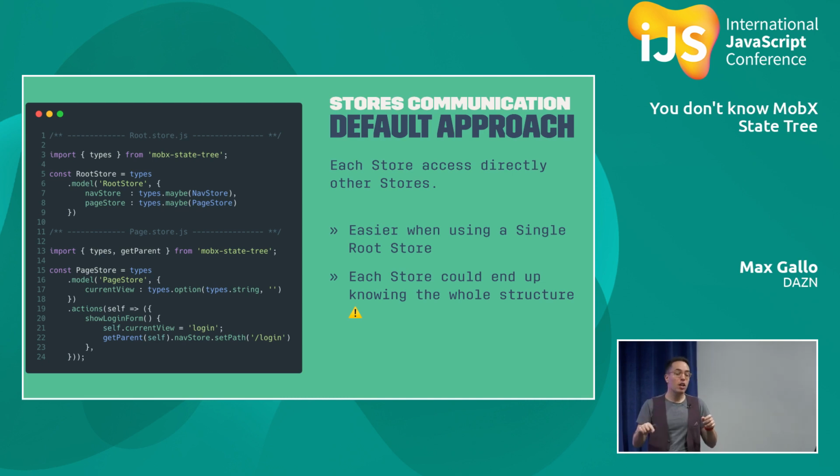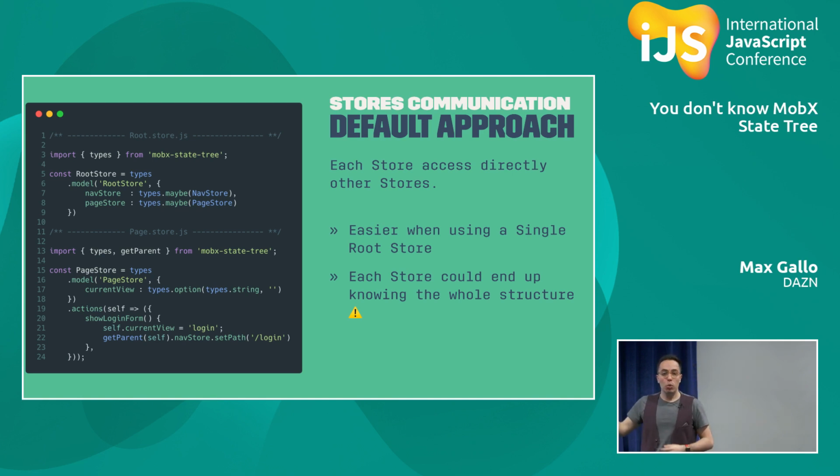You can actually navigate through the MobX State Tree. So you can do stuff like this: this is the root store. The root store has two children, nav store and page store. And the page store, in order to talk with the nav store, does getParent, self.getNavStore, and then it calls one action that is not relevant for this purpose. So in this case, I went up, I went down, and I called a method. In this way, I'm communicating between 2 stores.